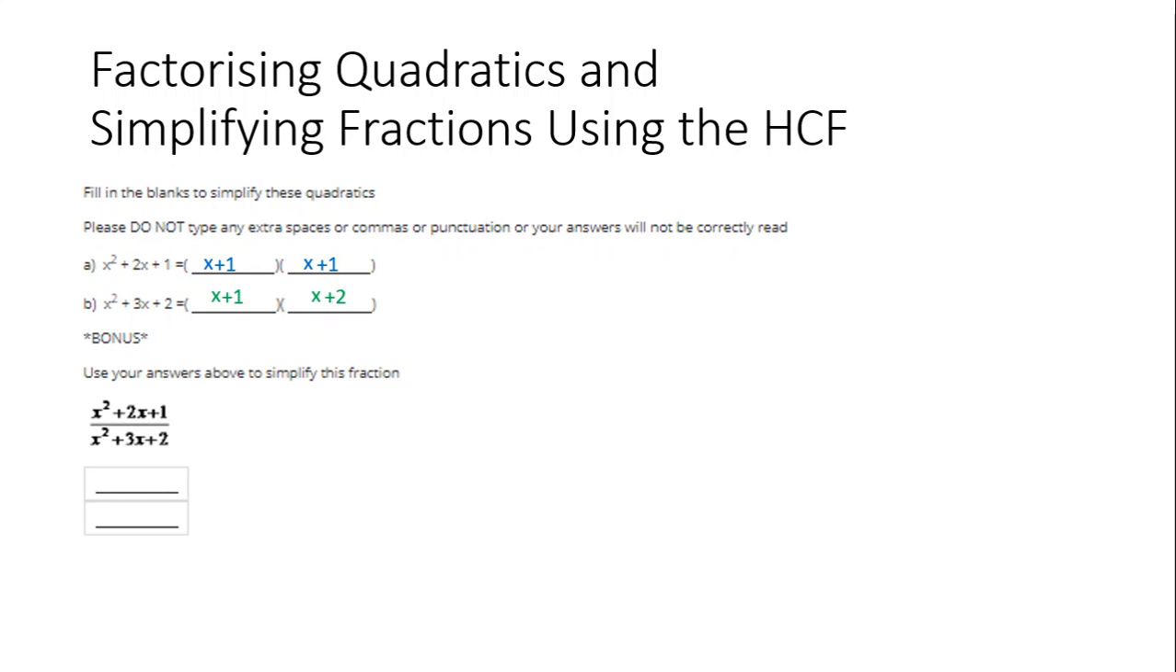Either way. Now again with the bonus, I bet you could do the bonus now, even if you weren't able on the assessment. We're looking for the highest common factor. Looking at what we've done above, we've already factorized both of these quadratics, and I see a common factor. The common factor is x plus 1. If I divide both the top and bottom by x plus 1, this x plus 1's gone, and I'm just left with this on top, and this x plus 1's gone, I'm just left with this on the bottom. So my simplified fraction is x plus 1 over x plus 2.